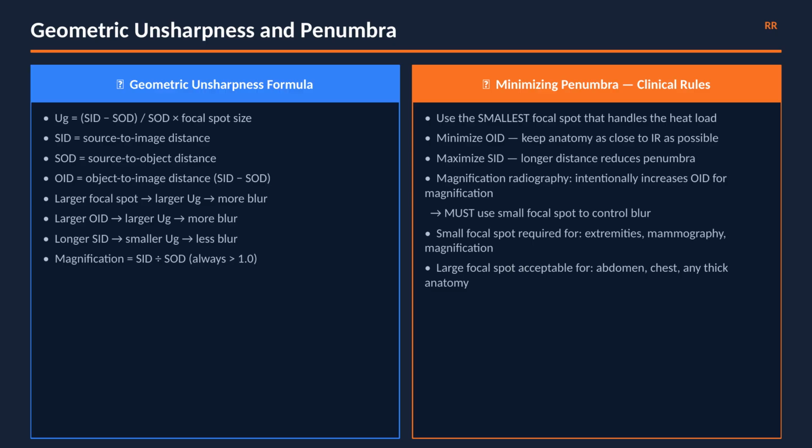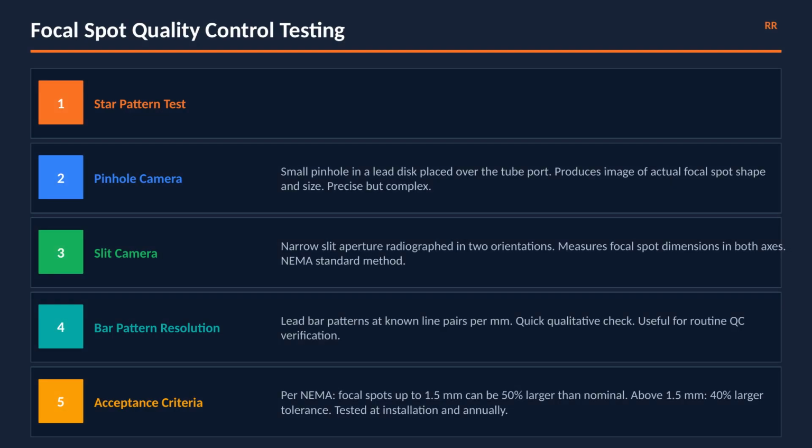Magnification radiography intentionally increases OID to produce a magnified image, but this worsens penumbra. Using a small focal spot is mandatory in magnification radiography to keep blur diagnostically acceptable. 5 focal spot QC methods tested on the registry.